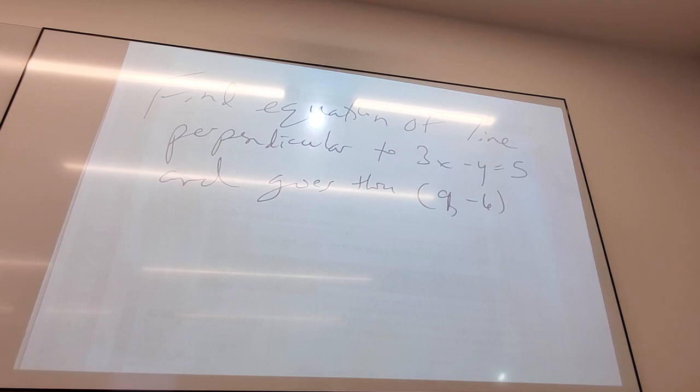Anytime you see me say, find the equation of the line that does something, what two things do you need to get the equation of the line? Slope and a point. Y-intercept would be great, because then I know b, but if I get any point, I'm good. Do I have a point? Yes. I have a point here.